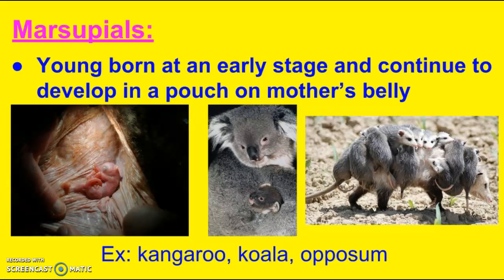Next we have our marsupials. Marsupials have young that's born at a very early stage, and then they continue to develop in a pouch on the mother's belly. So examples of this would be kangaroo, koalas, and possums.